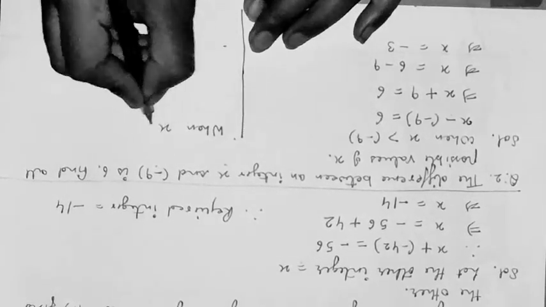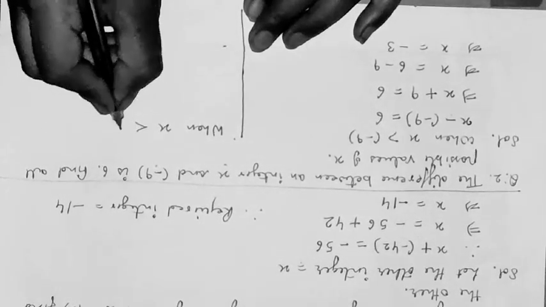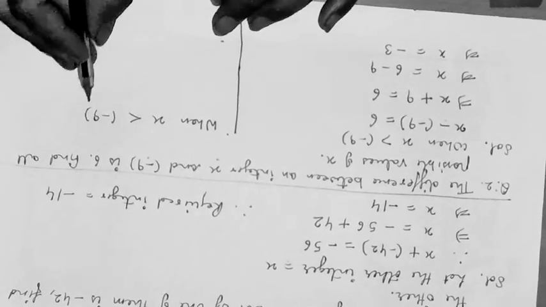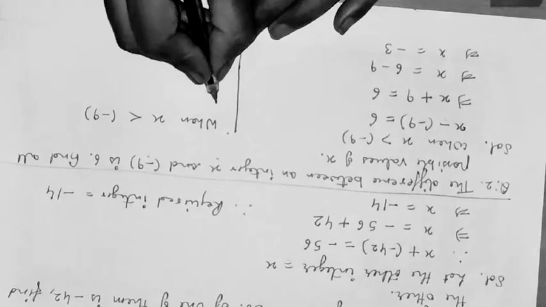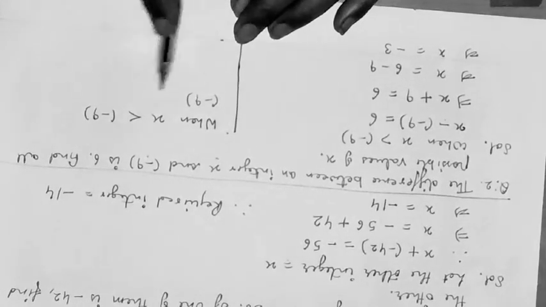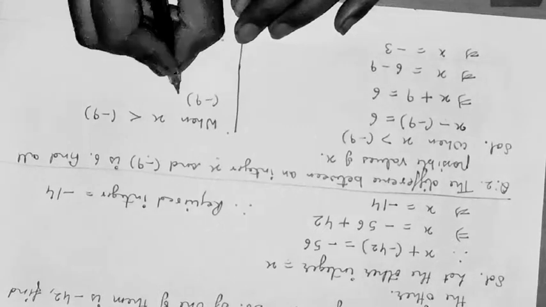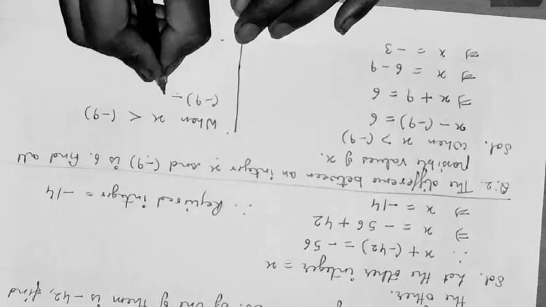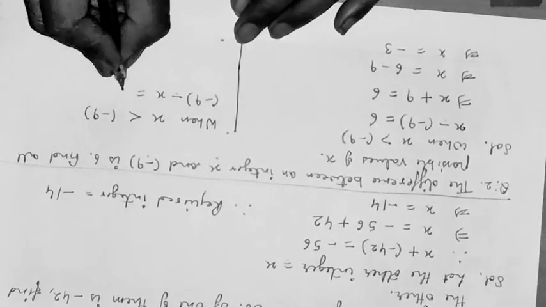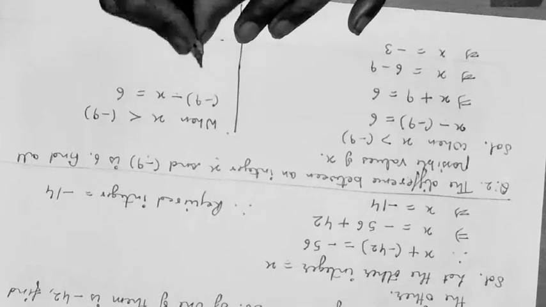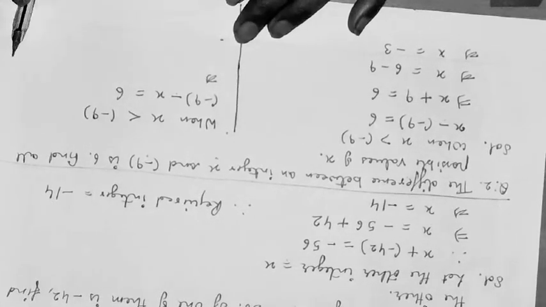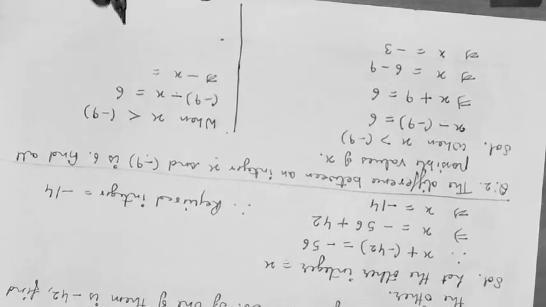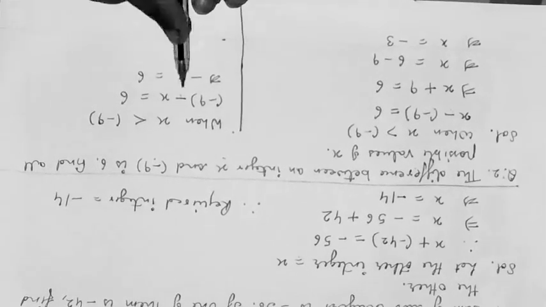Now let us suppose that x is smaller than -9. When x is smaller than -9, then I have to subtract x from -9. So I will write first -9, then the subtraction sign because we have to find the difference. Now x is smaller, so now I will write x and equal to, result is 6. Now again I will take -9 to the right hand side, so this minus will remain here with x. Minus x is equal to 6.